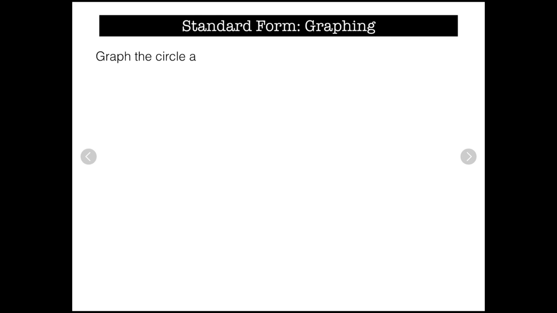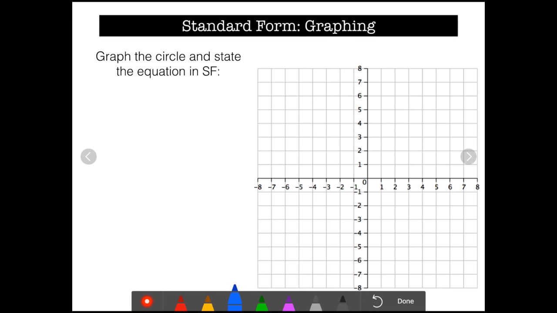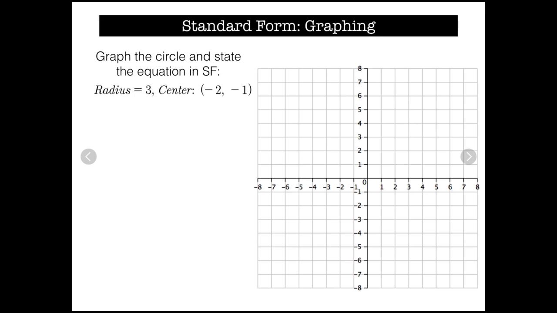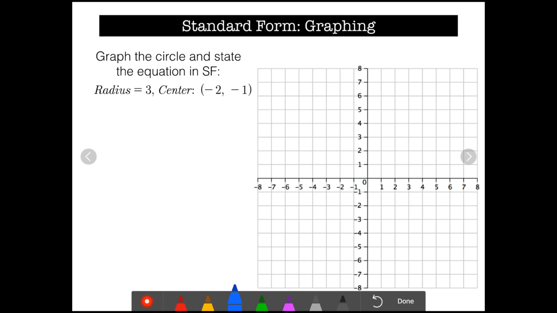Standard form graphing. Graph the circle and state the equation in standard form. So we're given a radius of 3 and a center of (-2, -1). Okay, just to make it a little bit more challenging, let's try and write the equation of the circle first and get that out of the way.